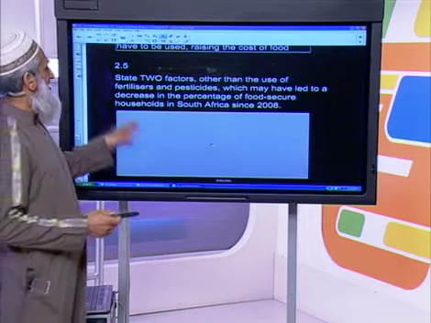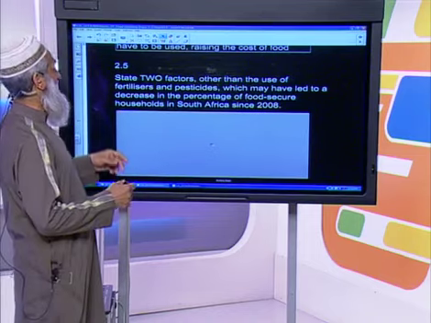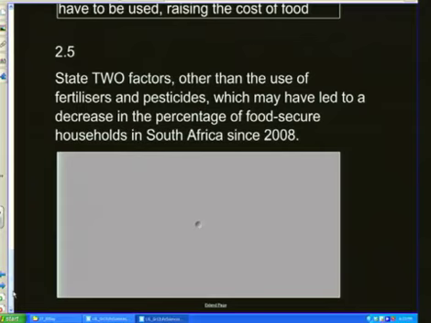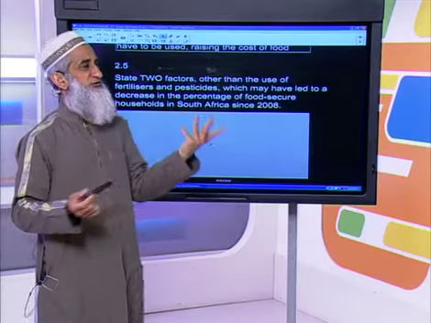State two factors other than the use of fertilizers and pesticides. I'm only thinking of fertilization, yeah. Dangerous, which may have led to a decrease in the percentage of food secure households. In other words, what else can cause food insecurity? Poor farming practices. What did they say? State. They didn't say explain, no? So you only have to just name them, right? Yes? Poor farming practices.